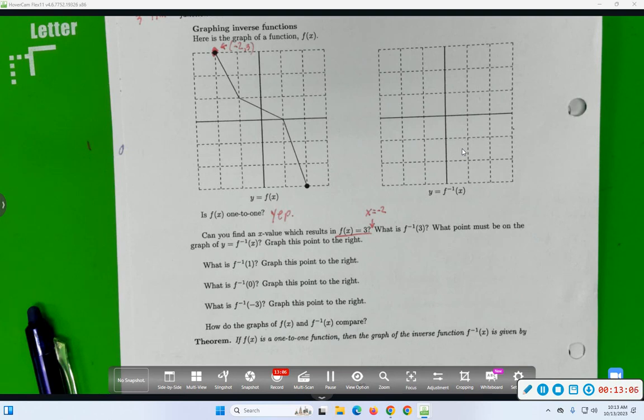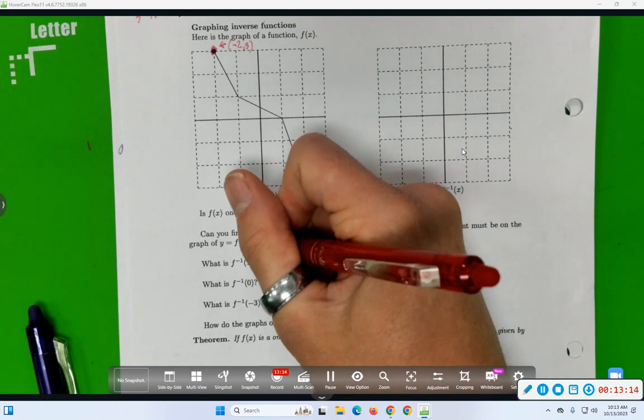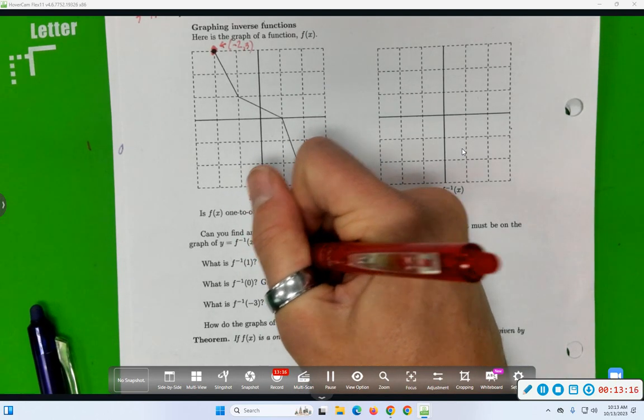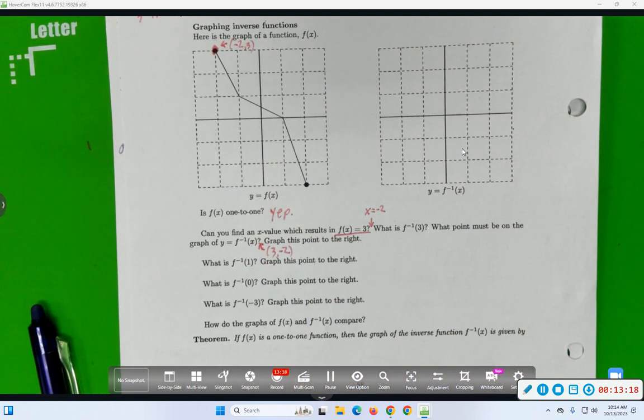Negative 2, 3. You've answered the next question instead of this question. You've told me what points are on the graph, and we'll talk about that in a second. But f inverse of 3 will just be a number. So what is f inverse of 3?